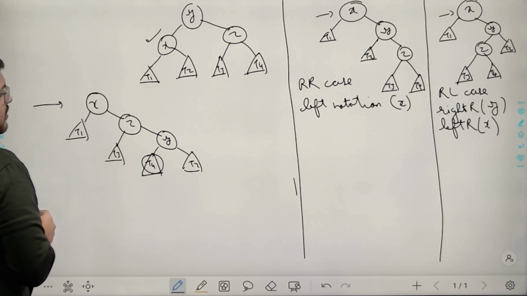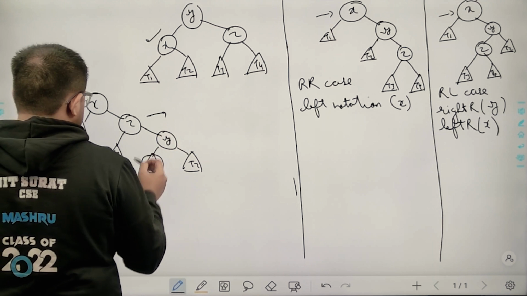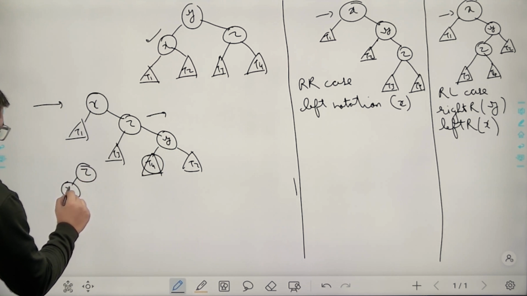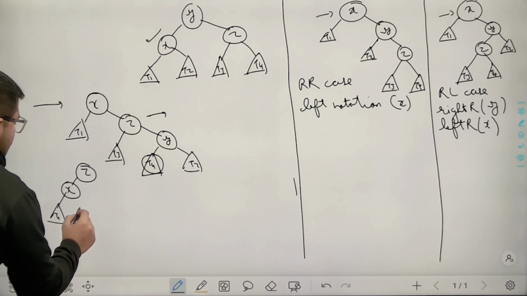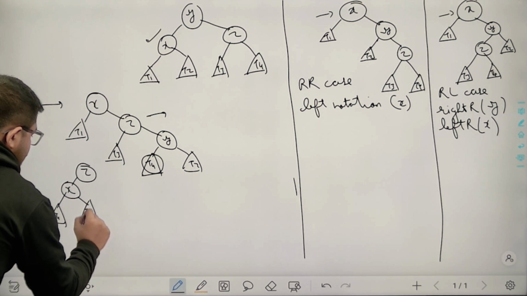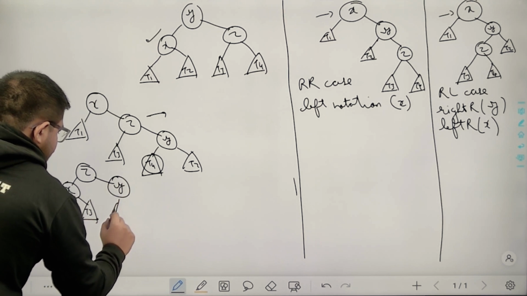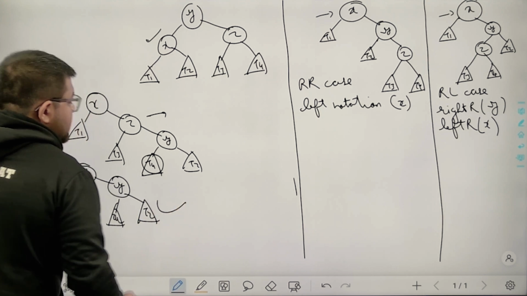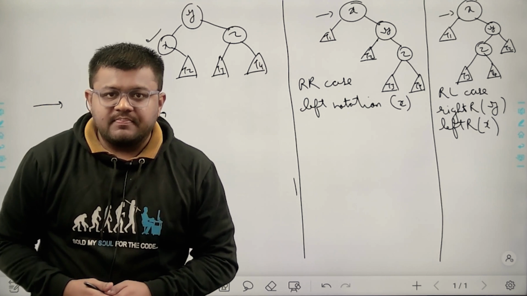Okay, now we will do left rotation on X. So X will be rotated left. Okay, so what will happen, let me draw it here. Z will come on the top, X will come here, T1 subtree will remain here only, T3 subtree will come here, then Y will come here, and T4 will come here, and T2 will come here, and this will be balanced. Okay, so this is what we are going to do. Now let's look at its actual implementation.